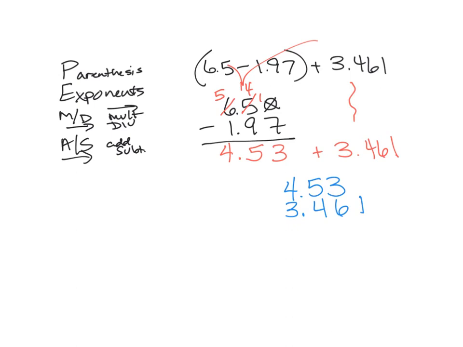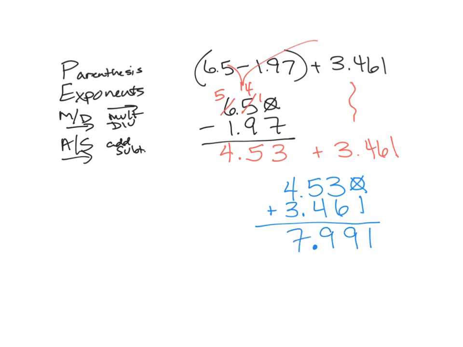3.461. And I was very careful for adding and subtracting to line up my decimals, line up my ones place, line up my tenths place, line up my hundredths place, line up my thousandths place. And since there isn't one here, I can add one there. And this one I don't really need to, but I'm going to just because I like things to be nice and neat. This is 0 plus 1, 1. 3 plus 6 is 9. 5 plus 4 is also 9. Decimal comes straight down. 4 plus 3 is 7.